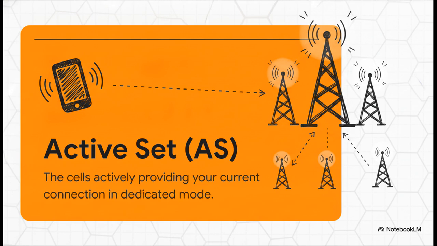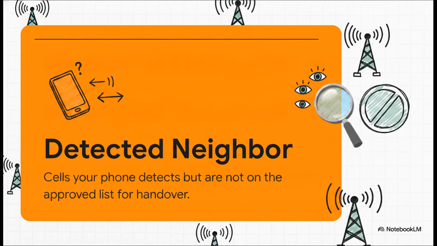Think of the active set as the absolute VIPs of the network. These are the specific cells actively providing your current connection. But the active set isn't out there alone. We also have neighbors. The MN, or monitoring neighbor, is pretty much exactly what it sounds like. These are the cells the network knows about, it's monitoring them, and they are standing by ready to hand your call over to if your current signal starts to fade. And then we have the DN, the detected neighbor. These are cells your phone can hear shouting from way off in the distance, but they aren't officially on the approved list to handle your connection.